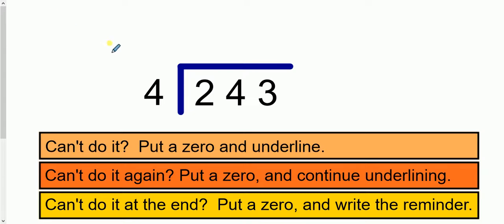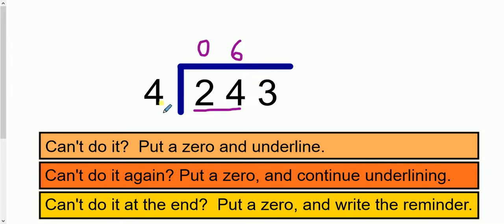What about this one? Now, it doesn't have any decimal anywhere at the moment, but let's see if we need to put a decimal in somewhere later. Let's try this out. How many 4s are there in 2? You can't do it. What do we do then? We underline it. We join it together to make it a bigger number. How many 4s are there in 24? There is 6.